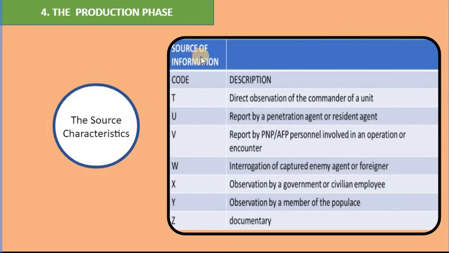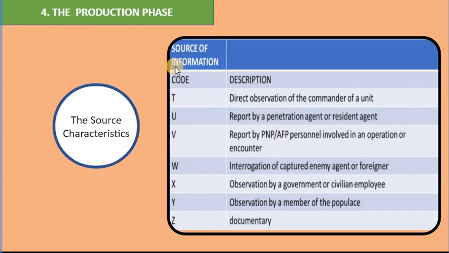Okay. So, ito na. Sa pag-evaluate ng sources of information, we have code na TUVWXYZ. Kapag T, direct observation of the commander of a unit. Kapag U naman, ibig sabihin kung sino yung gumawa, or kung saan mo siya nakuha: report by a penetration agent or resident agent. Kapag V, this was a report from a PNP, AFP personnel involved in an operation.